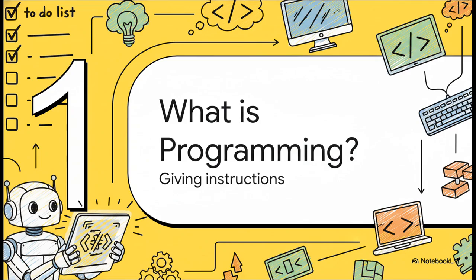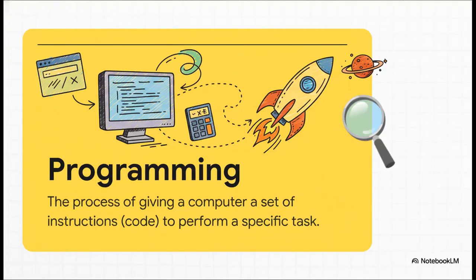So, first things first. Section 1. What exactly is programming? Honestly, the best way to think about it is that you're learning how to write the perfect instruction manual for a very powerful but also very, very literal assistant. And at its heart, this is all it is. Programming is just the process of creating a set of instructions, which we call code, that tells a computer exactly what to do.